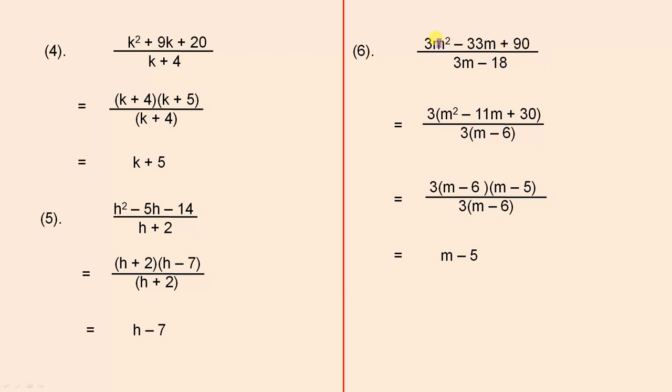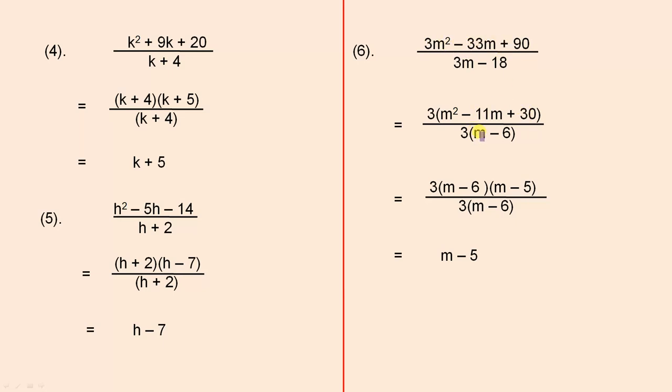This one here, we have the trinomial there and then that expression. So you notice in the numerator, you can take out 3. That's the highest common factor. So you're left with that trinomial there, because when you multiply through, you will get that.